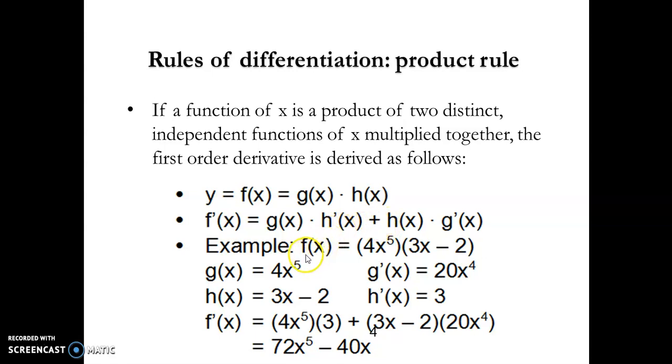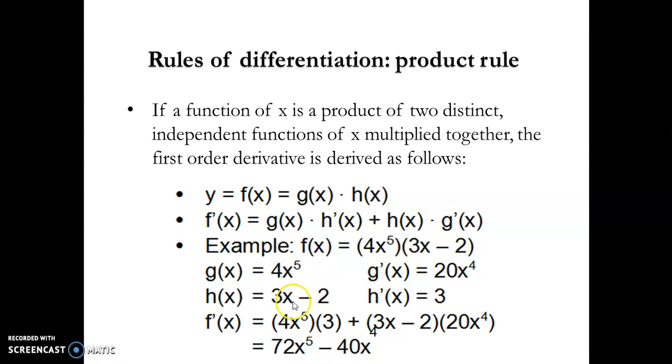So here's an example. F of x is equal to 4x to the power of 5, and that is one distinct function, multiplied by, here's your g of x, 3x minus 2. So I'm going to write this as my g of x, and I can write this as my h of x. Those are the two distinct functions. Now, if I'm going to get the first order derivative of g of x, I get g dash of x, and that is going to be 5 times 4 is going to give me 20, x raised to the power of 5 minus 1, and that's 4. So g dash of x is 20x to the power of 4.